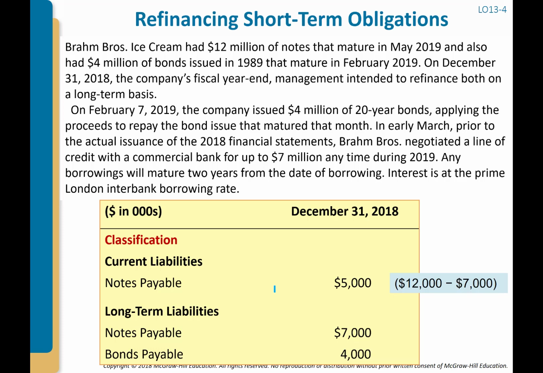Where did the 5 million come from? Well, they told us 12 million was the part that was maturing, and since they have 7, that still leaves 5 that would be considered current. And you're like, well, who cares, right? Well, on a question, I guess I might ask you, what's the current after all that? And you'd have to realize that you had to take the 12 minus the 7.